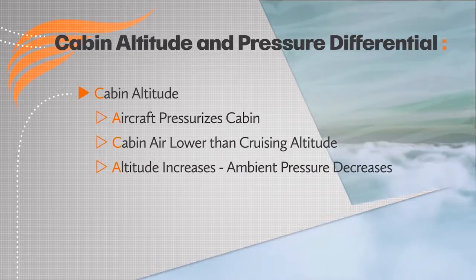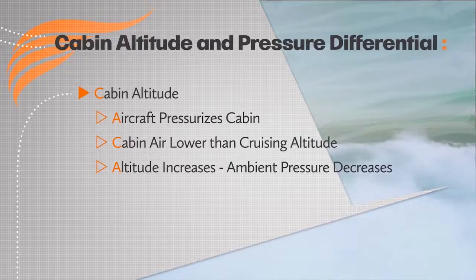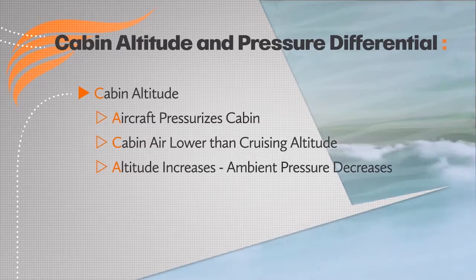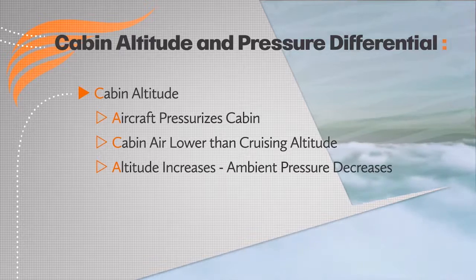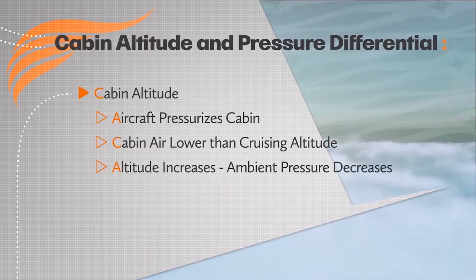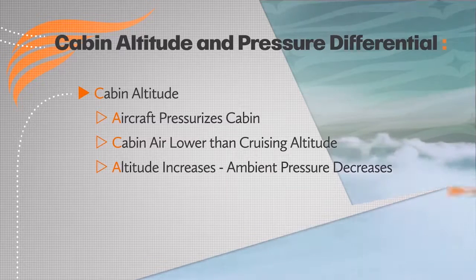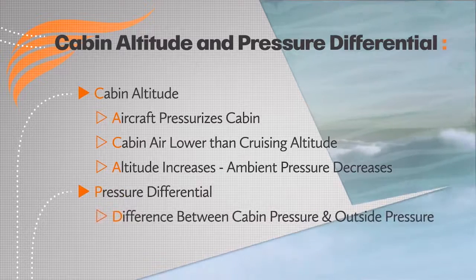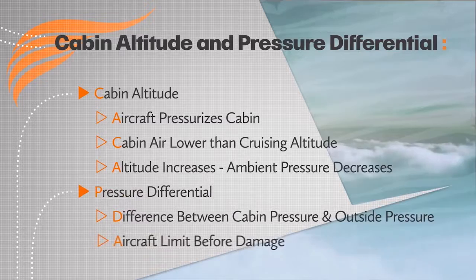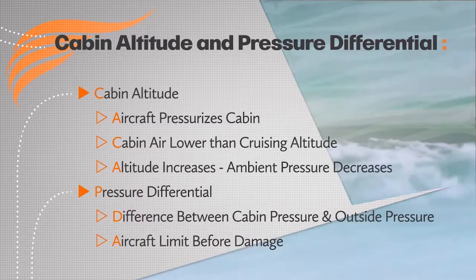Therefore, as cabin altitude increases, cabin pressure decreases. And so, the difference between cabin pressure and outside ambient pressure when the aircraft is in flight is known as the pressure differential. There is a limit pressure differential that an aircraft can withstand without sustaining damage to the fuselage or other components.